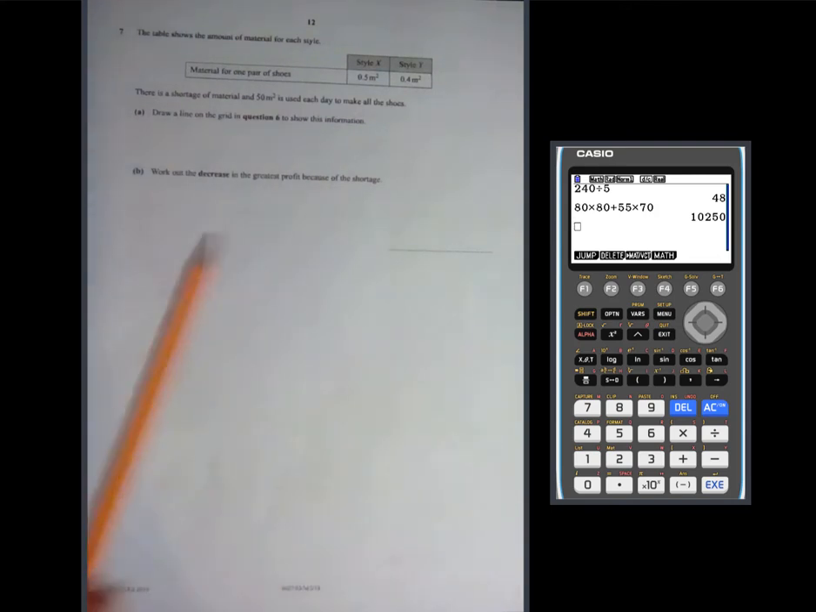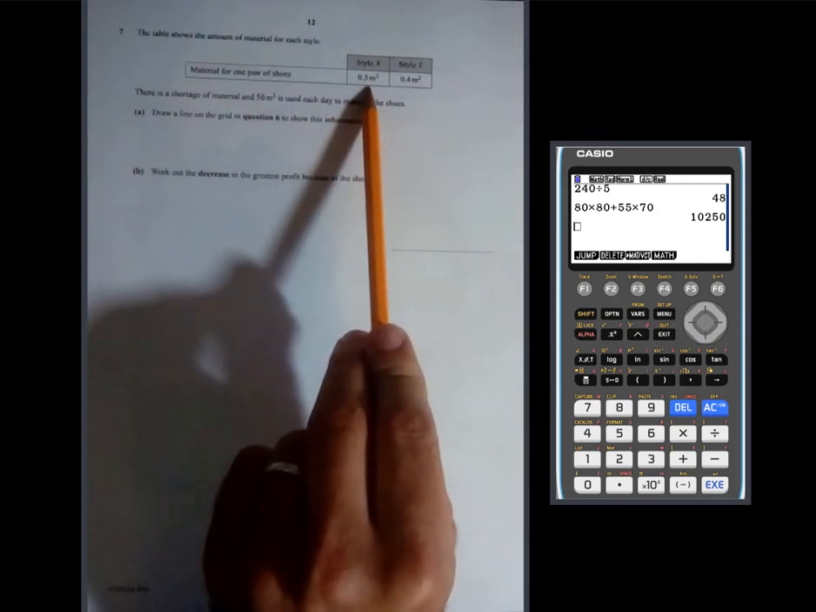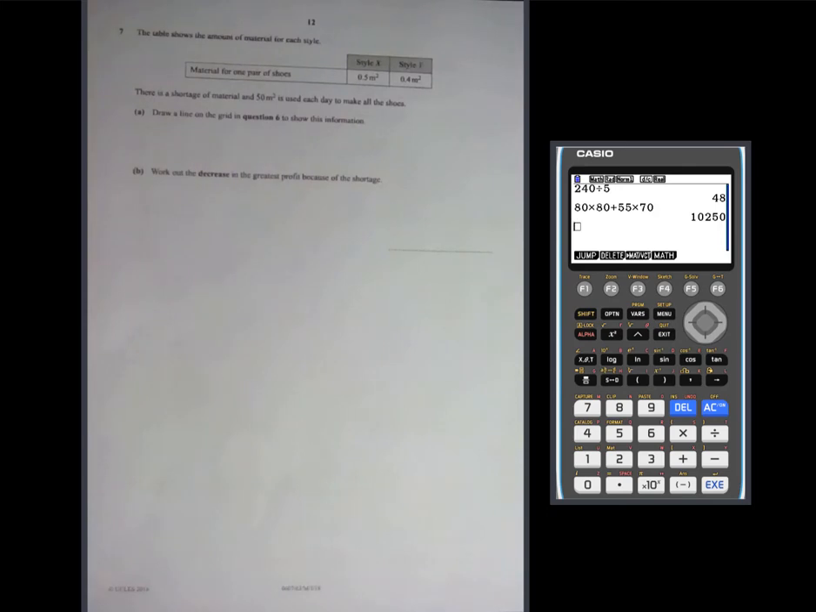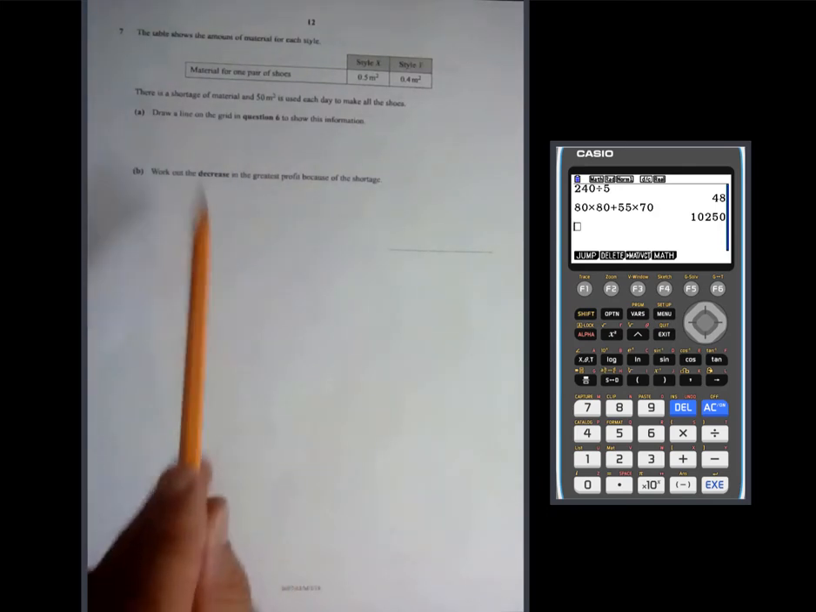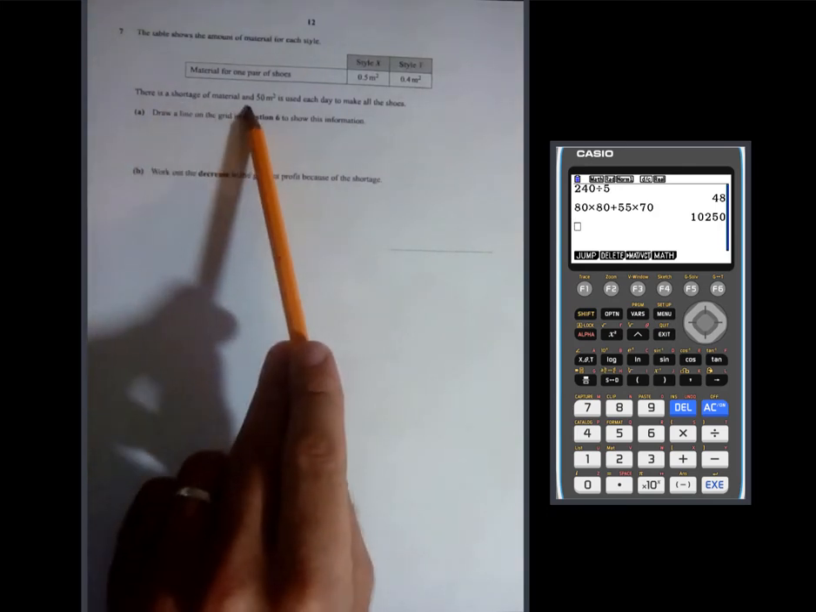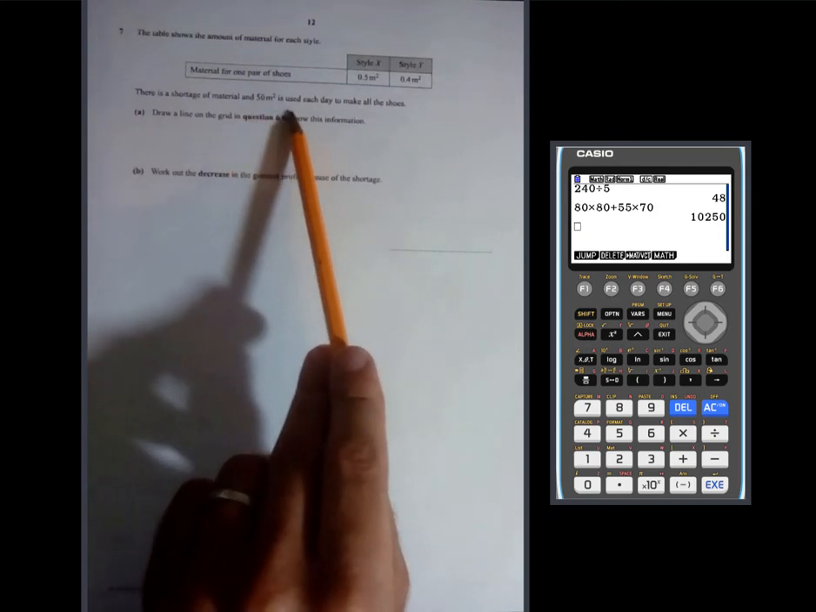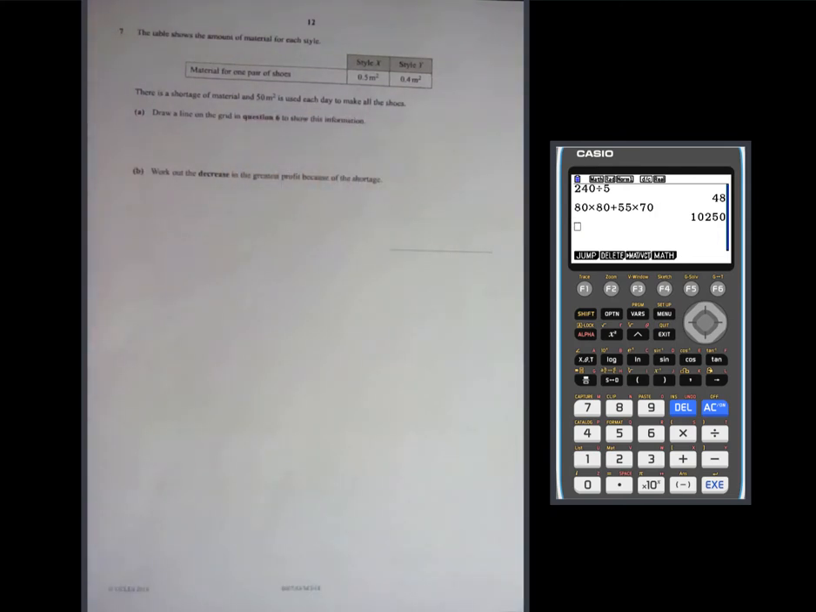So for style X, you need 0.5 meters squared of material. For style Y, you need 0.4 meters squared. And we have another constraint. There is a shortage of material and 50 meters squared is used each day to make all the shoes.